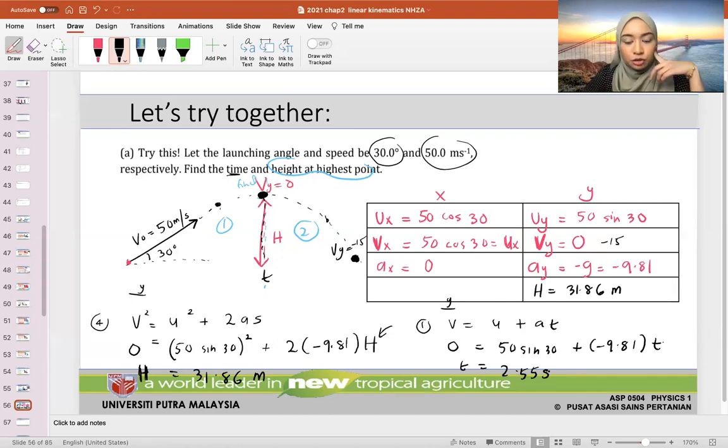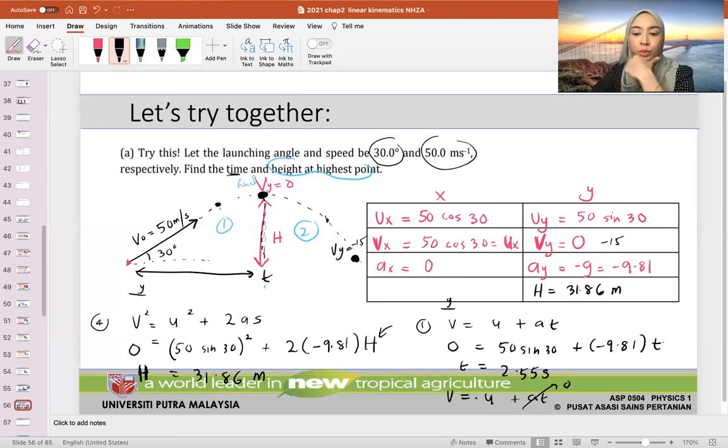Okay, so the time is 2.55 at this point. Going from here to here, the time that it takes to reach the maximum height is 2.55. So can we do this in x-axis? Let's try it. Boleh ke tak? V equals to U plus AT. The A is 0. V equals to U doesn't really solve T. So tak boleh.